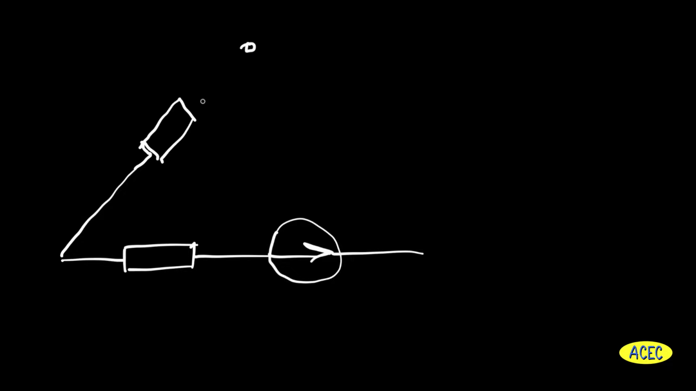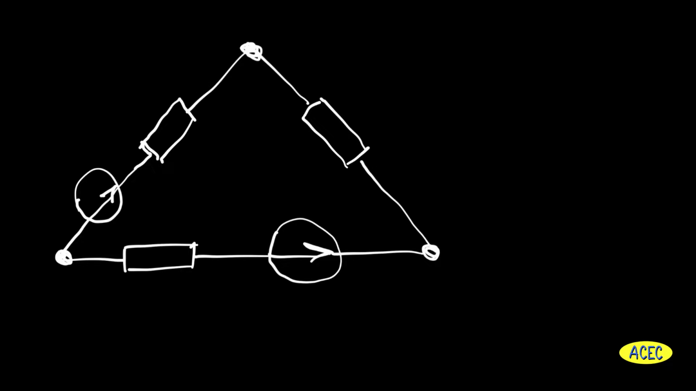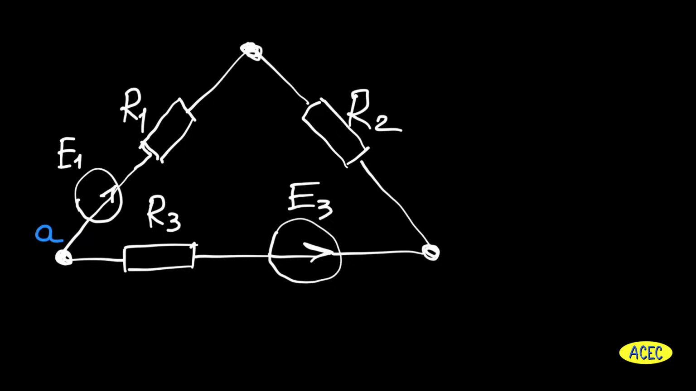It consists of 3 branches and, respectively, it has 3 nodes. The first branch has voltage source E1 and resistor R1. The second branch has resistor number 2, and the third branch has resistor number 3 and voltage source E3. Between node A and node B goes current I1, meaning it goes through the first branch. Through the second branch from node C to node B goes current I2, and through the third branch from node C to node A goes current I3.